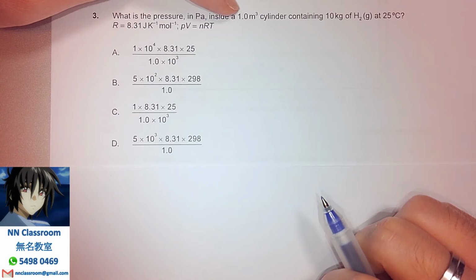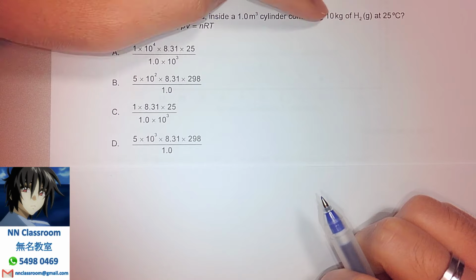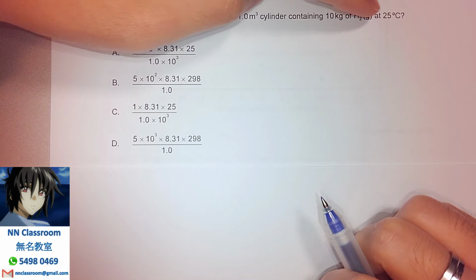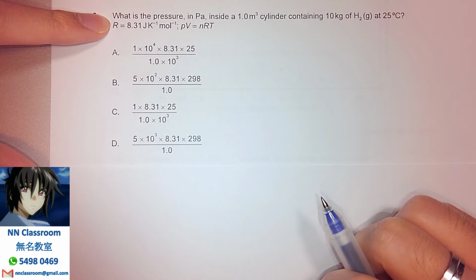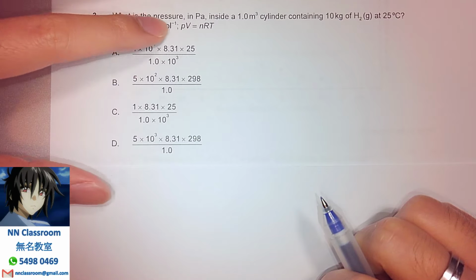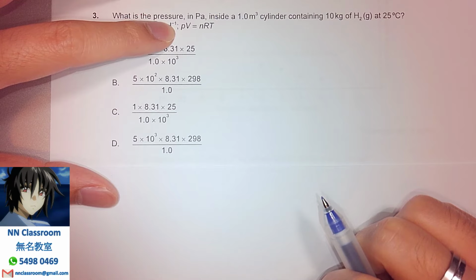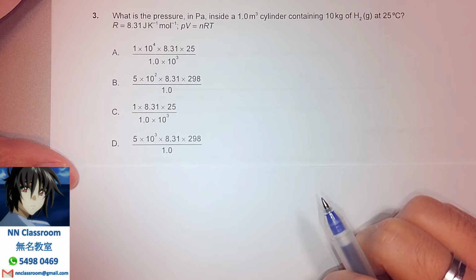Inside a 1 meter cube cylinder containing 10 kilograms of hydrogen gas at 25 degrees Celsius, and given the universal gas constant is 8.31, and also the equation, which is really classic, the ideal gas equation, PV equals nRT. You may see this is not a difficult one, but simply asking for substitution of the numbers. But still, some students have difficulties substituting the right unit of the numbers into the ideal gas equation, which is really important.